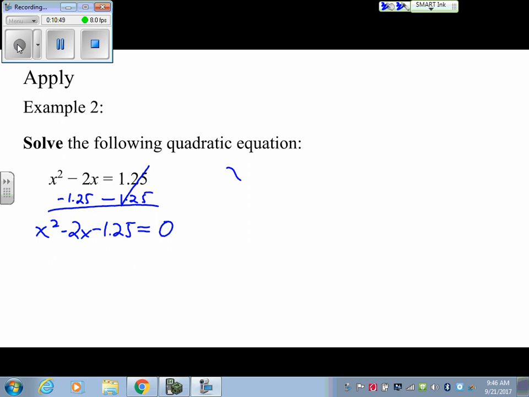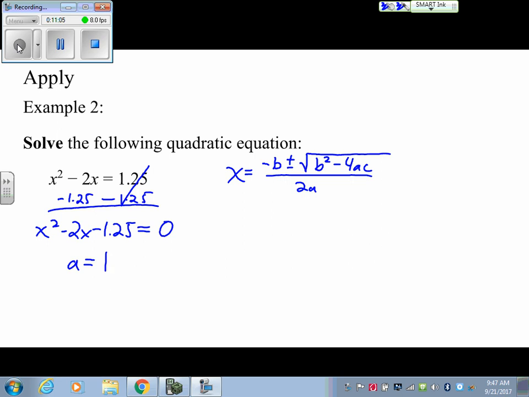Now this equation is ready to use in our quadratic formula. I'm going to write the quadratic formula down. X is equal to the opposite of b, or negative b, plus or minus the square root of b squared minus 4ac all over 2a. Start plugging in values. Again, it helps to write them down.